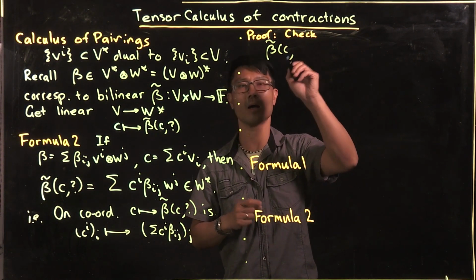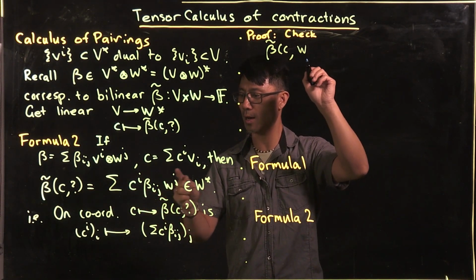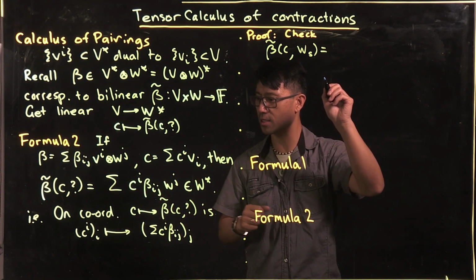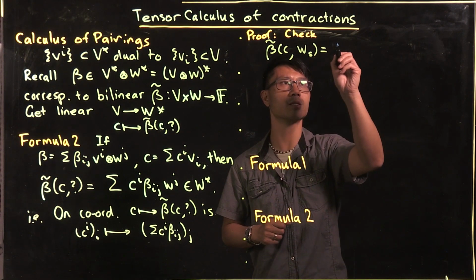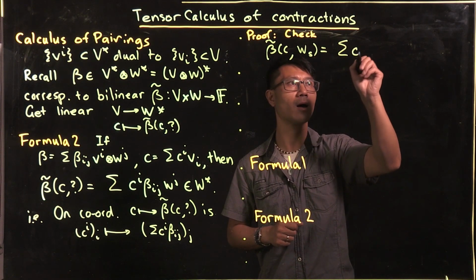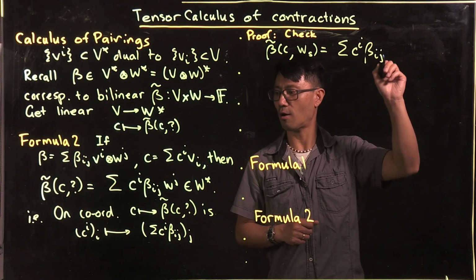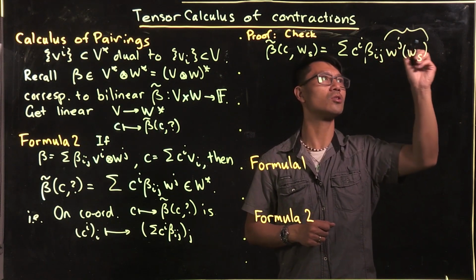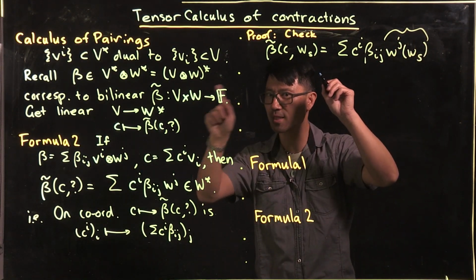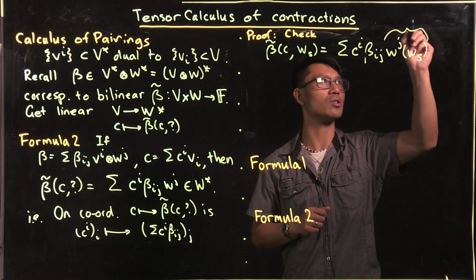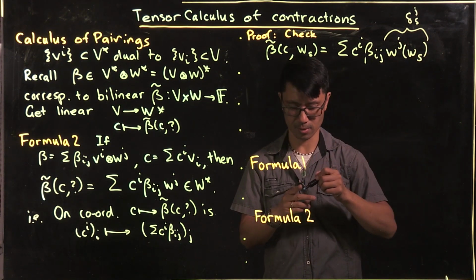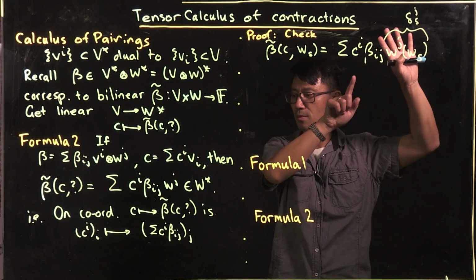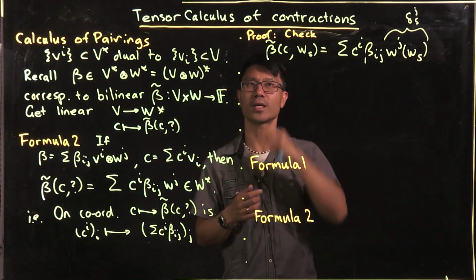of c, comma, let's pick a basis, so that's w_s, is equal to what happens when you apply this over here to w_s. So the sum of c^i beta_ij w^j of w_s. And actually, this is not too difficult to see. Of course, this is an element, it's a scalar, it's inside F. And w^j of w_s is, of course, just delta_js. So it's going to be 0 unless j equals s when it's 1, and then you just get this term here.